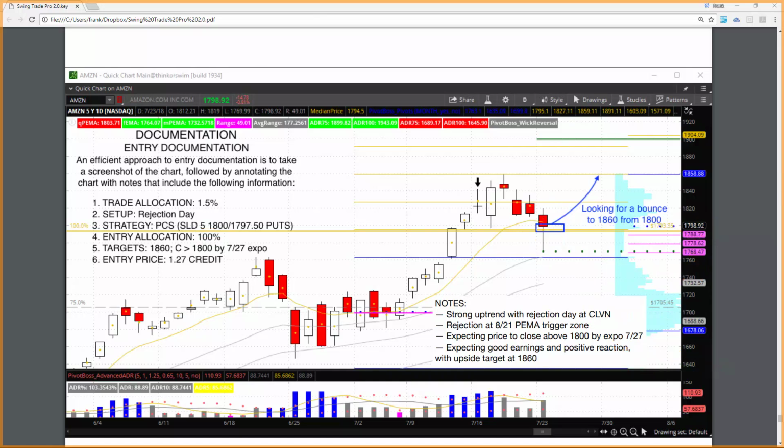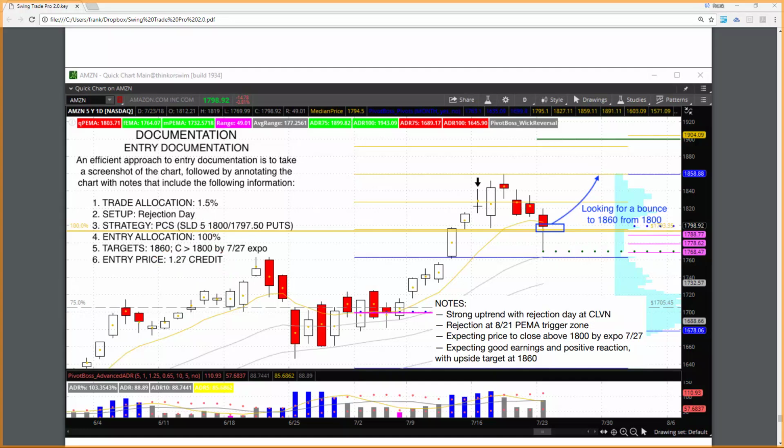Okay, and now in terms of targets, again, I'm looking for price to rally toward 1860 over the next 3 to 5 days. And secondly, I'm looking for price to close simply above 1800 by the expiration, which was 727. This was 723, so basically 3 or 4 days to expiration, and I needed price to close above that zone. The entry price was a credit of $1.27, so I basically took $1.27 credit on that one for a shot at returning to highs. So I take $1.27 credit times 5 contracts, and that gives you the total potential gain on this trade.